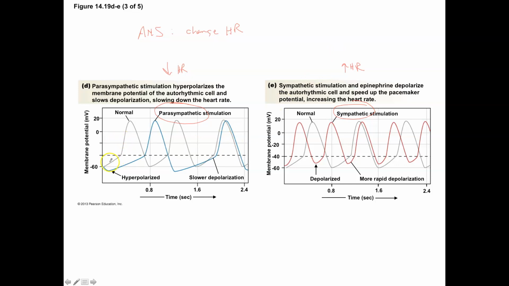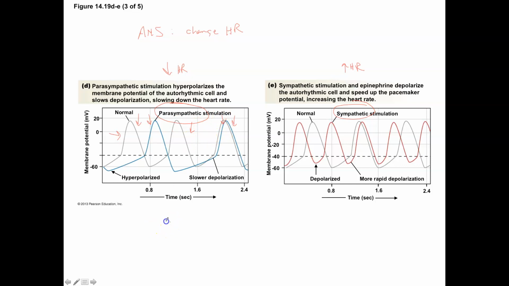So this is the normal action potential rate, seen in gray. But notice under the influence of the parasympathetic nervous system, here we have one signal, and then we have a second signal, which is much more spread out. So the normal here is 3 heartbeats, and now under the influence of the parasympathetic, we have 2 heartbeats. So what is slowing down the heart rate?